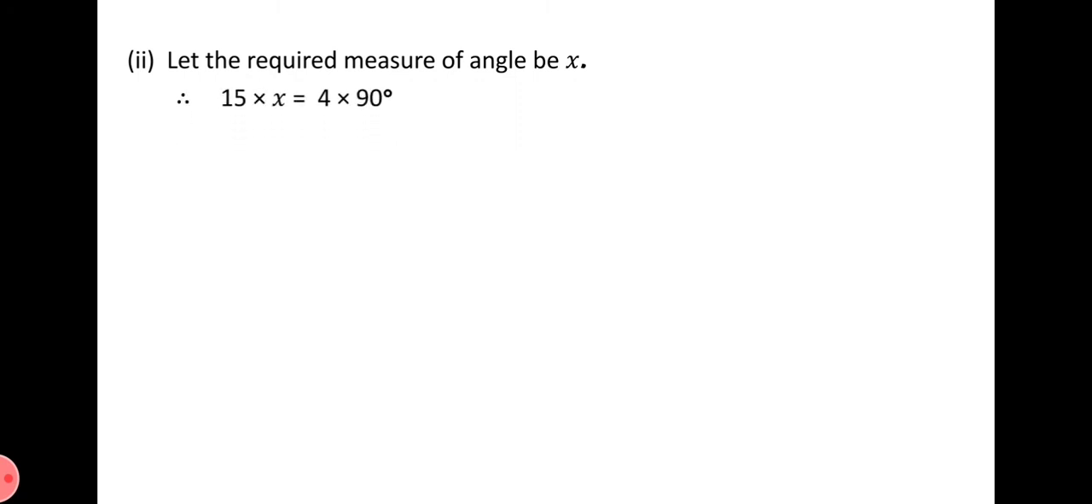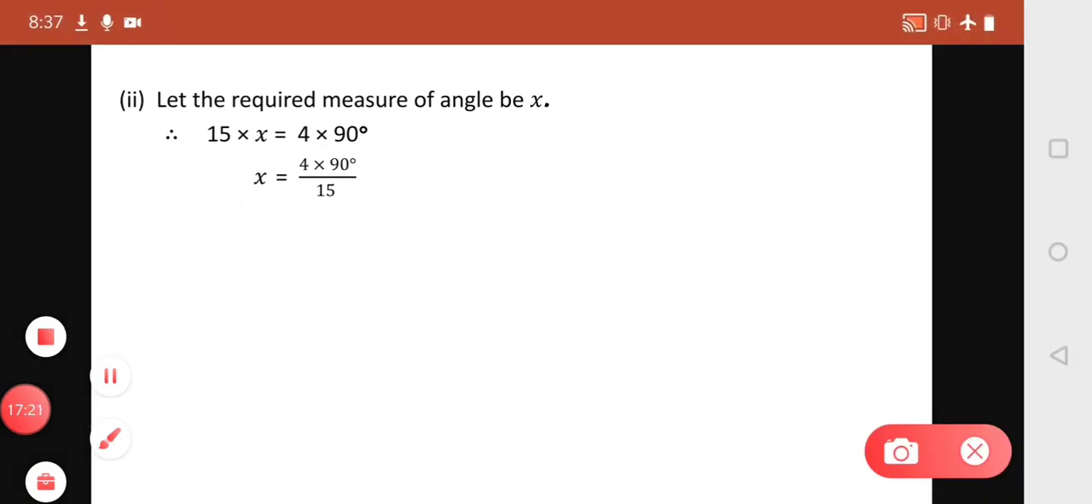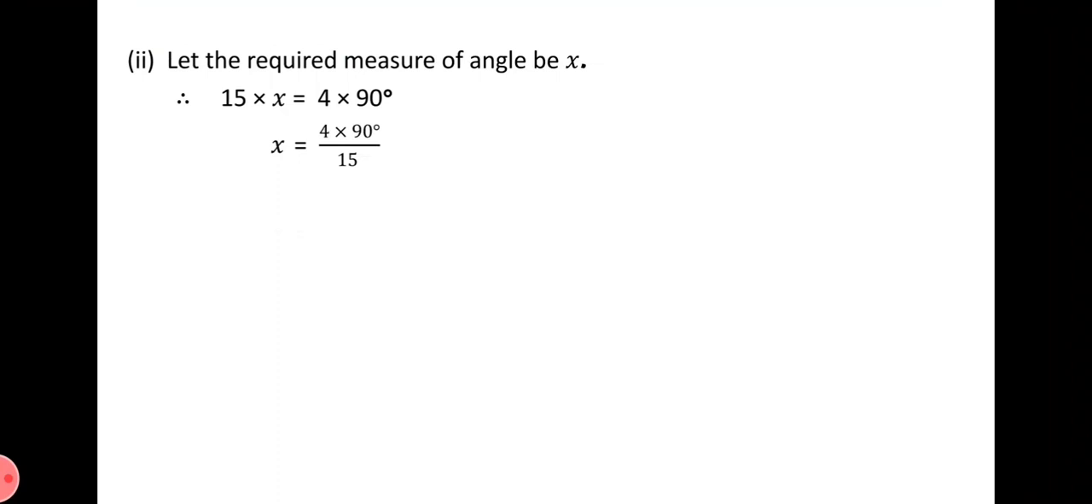Now the second question: if the number of spokes is 15, then what will be the angle between a pair of consecutive spokes? So let the required measure of the angle be x. We know that 15 into x equals 4 into 90 degrees, which implies x equals 4 into 90 degrees upon 15. Already we know that 4 into 90 degrees we have to take everywhere. So 15 ones are 15 and 15 6s are 90. So 4 into 6, that is, x equals 24 degrees. So if there are 15 spokes, the angle between a pair of consecutive spokes is 24 degrees.